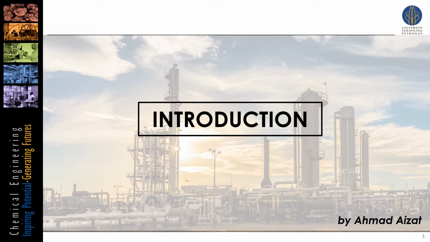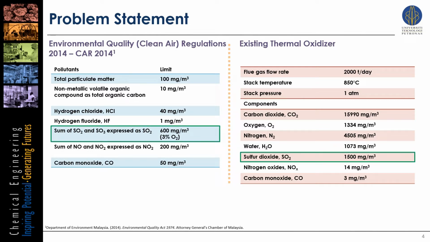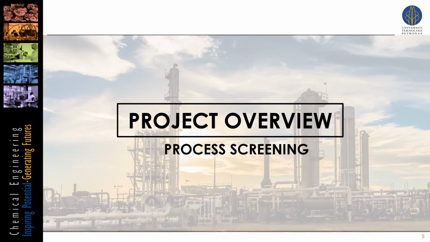Thank you, Jia Jia. To begin, allow me to introduce our problem. Clean Air Regulation 2014 is a regulation where industries need to comply with the new emission limit. The existing thermal oxidizer given in our problem statement has an SO2 content which exceeds the permissible limit in CAR 2014. Therefore, our aim is to reduce SO2 concentration by converting it into value-added products. From a thorough market study that we have conducted, we decided to produce sulfuric acid and methanol from flue gas considering the excellent marketability and value of these two products. With that, let me move into the project overview, starting with process screening.